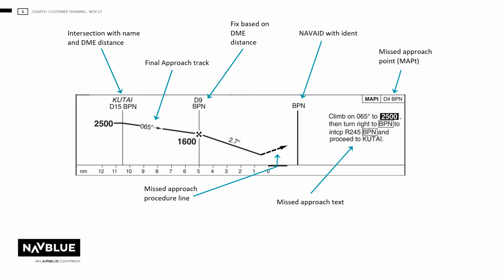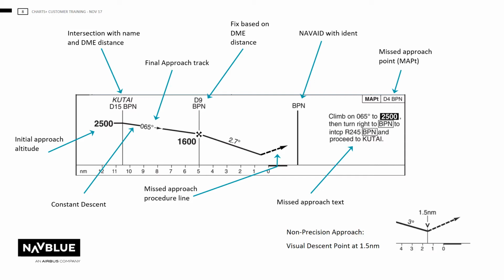NavBlue will show missed approach line as a dashed black line in the profile and on the plan view. NavBlue do not show step downs, they show a constant descent profile. Should a VDP, visual descent point, be defined, NavBlue will show the VDP with a symbol and the applicable distance.